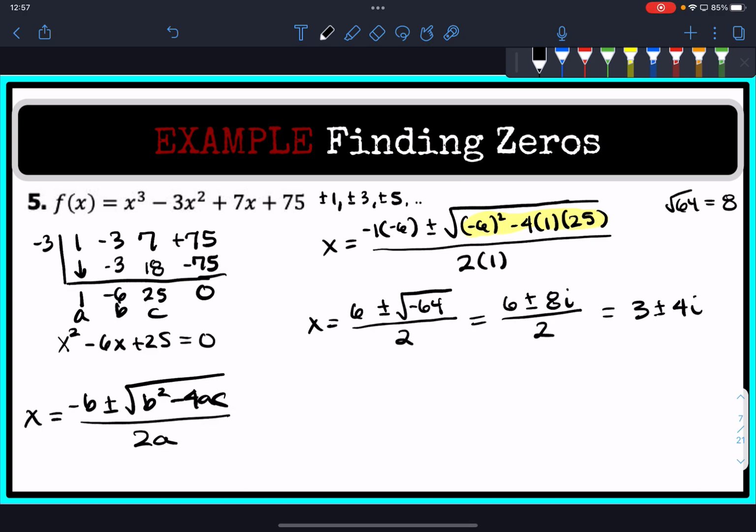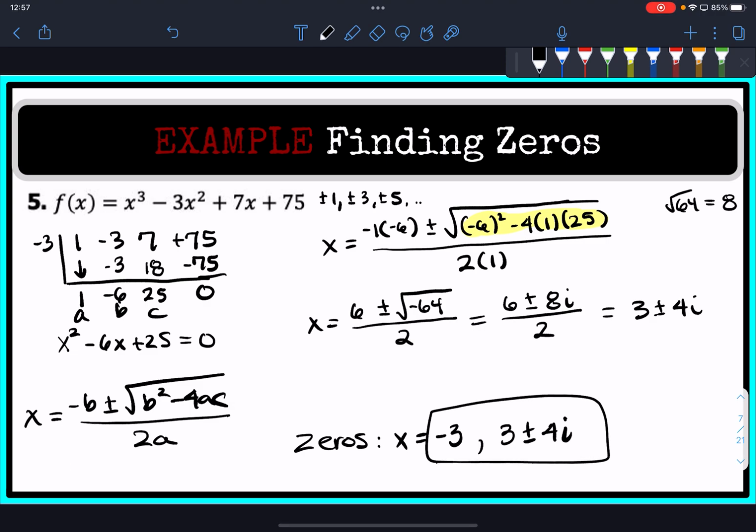So our zeros are going to be the following. x is going to equal the rational zero of -3, and x is going to equal the complex zeros of 3 plus 4i and 3 minus 4i. So these are the 3 zeros.